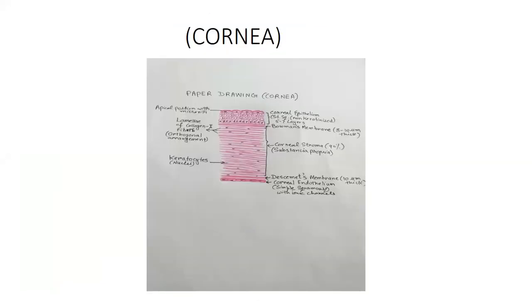So the superficial most part, you can see that there is an apical portion with microvilli. I have drawn a relatively darker line just to show that there are microvilli. These microvilli are present ultrastructurally, but on light microscopy we just see a dark line. Then next comes the corneal epithelium. This corneal epithelium is stratified squamous non-keratinized epithelium. You can see that there is a basal layer of columnar cells, then 3 to 4 layers of polygonal cells, and the most superficial layer is squamous cells. And there are 5 to 7 layers resting on the Bowman's membrane.